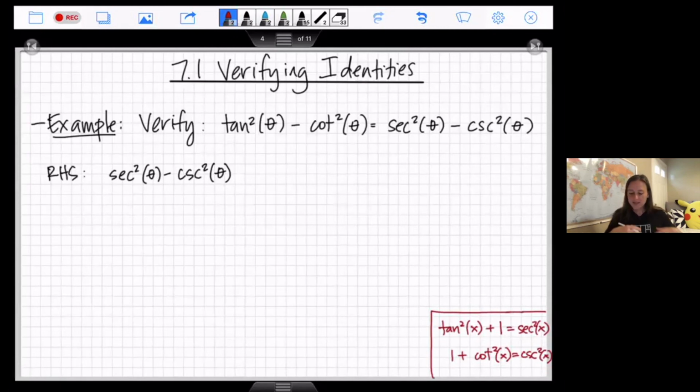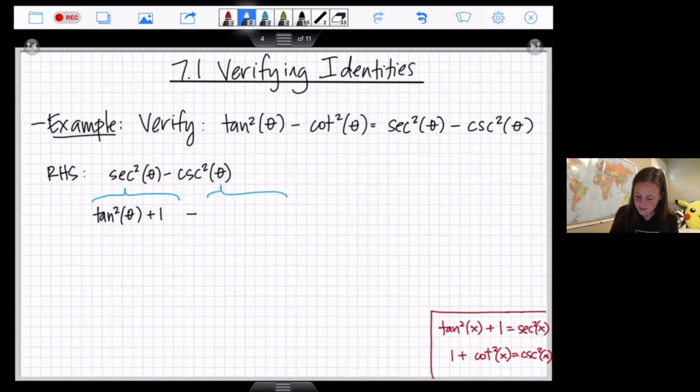All right, so I can replace secant and cosecant with their identities. Okay, so I can replace secant squared with tangent squared plus 1, and I'm going to do tangent squared theta plus 1 because I've got theta. So tangent squared theta plus 1. And then I've got subtraction, and I'm going to replace cosecant squared with its identity. So we're going to have 1 plus cotangent squared. And just got to be careful. We're subtracting that whole blue bracket, so I'm going to have to subtract the whole thing. I'm going to distribute that negative sign.